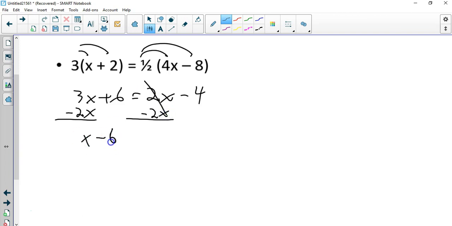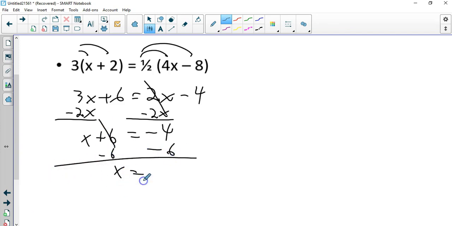That leaves me x plus 6 equals negative 4. Now, since I moved the letters left, that means I need to move the numbers right. So how do I get rid of positive 6? I'm going to subtract 6. Which is going to give me x equals negative 4 minus 6 is negative 10. It's not 2, it's not negative 2. Okay? Think about it. You borrow $4, you borrow $6 more, you owe somebody $10.